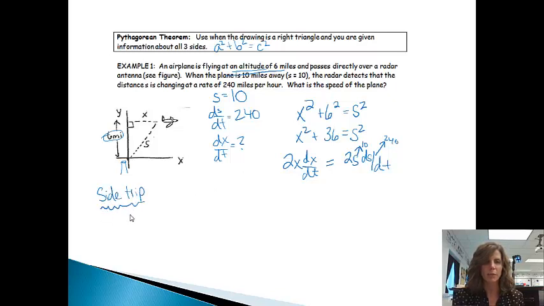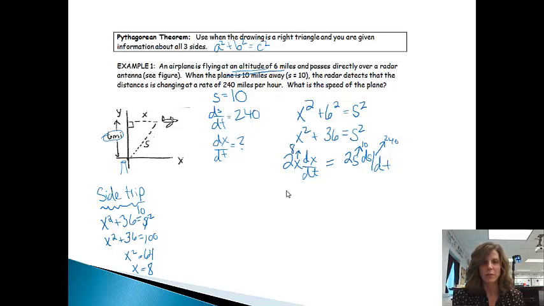Alright, so over on my side trip, I do know that x squared plus 36 is equal to s squared. I do also know that the problem I'm looking for is when s equals 10, so I can put 10 in for my s. So I've got x squared plus 36 equals 100, x squared equals 64, so I know that my x has to equal 8 at that time. I don't care about the plus or minus because I'm only dealing with positive distances. So I now have found that I can plug 8 in there.